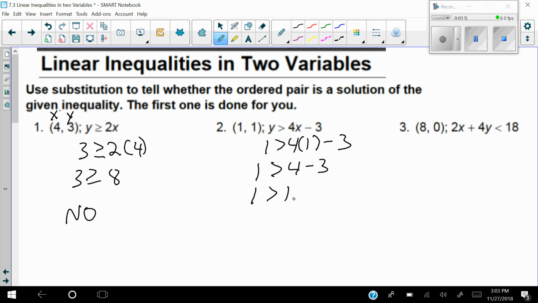Was 1 greater than 1? No. It's equal to, but it's not greater than. So, that's also no.